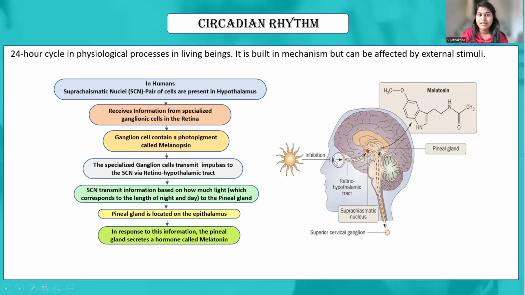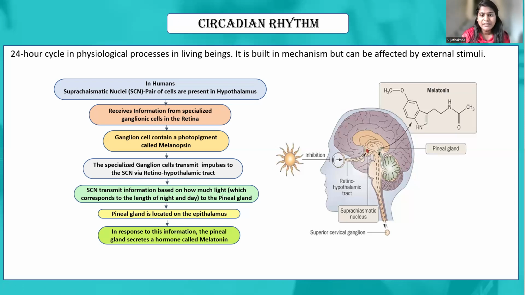They contain a photopigment called melanopsin, which receives the light and transmits it to the suprachiasmatic nuclei, a pair of cells present in the hypothalamus. It receives this and it is transmitted to the pineal gland. When light is focused, melatonin is not released. When light is present, melatonin is absent, there is no secretion of melatonin.